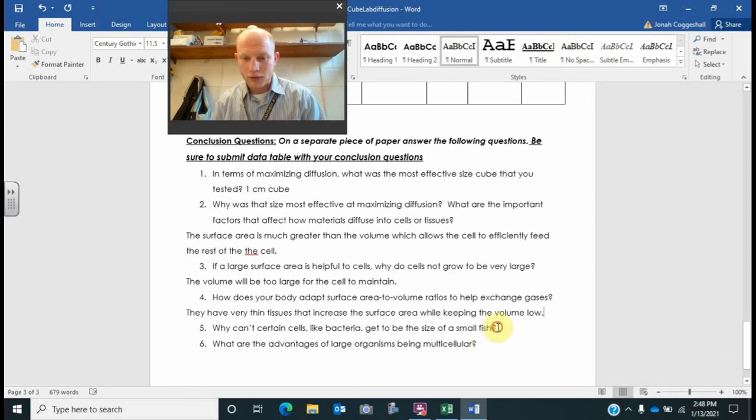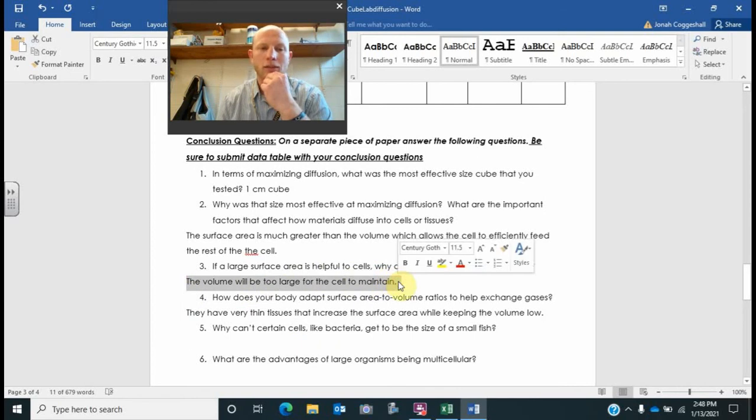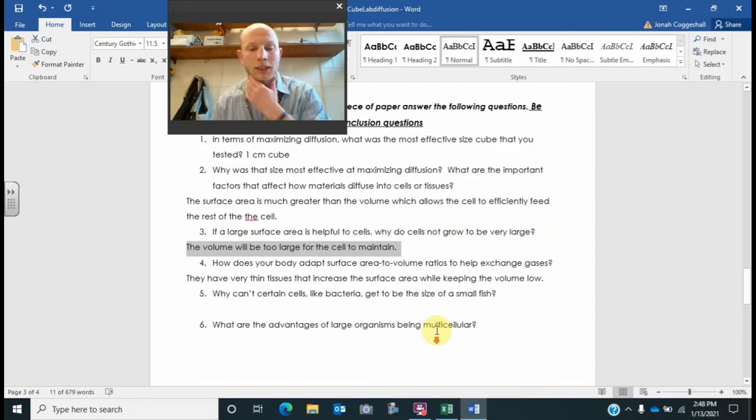Why can't certain cells like bacteria get to the size of a small fish? Well, again, it goes back up here to number 3. The volume will be too large for the cell to maintain. Its surface area will go up, but the volume will go up at a much faster rate. The volume will be too high for that surface area to take care of.